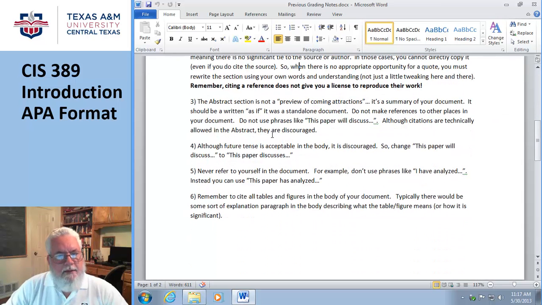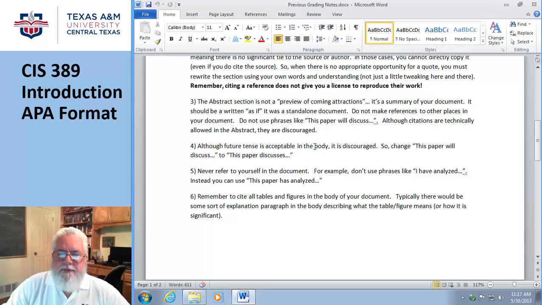So let's continue on. The abstract's not a preview of coming attractions, so don't use future tense. Don't refer back to the document. Don't say, well, this document's going to do this, and the article's going to talk about that. No, just make it a standalone document. Here's the analysis that was performed. Here's the results that were found. Here's some of the conclusions. Boom, boom, boom. Typically, an abstract is probably no more than about 3/4 of a page.